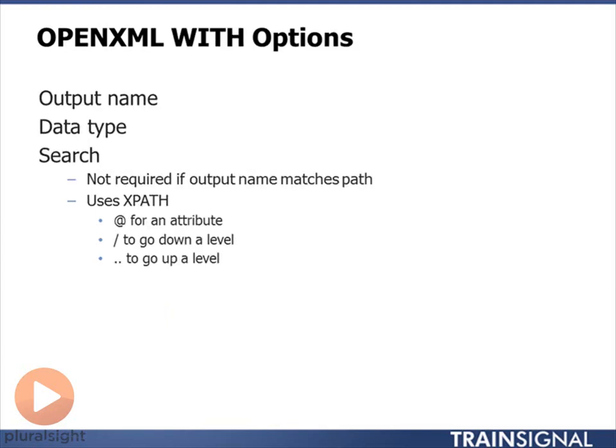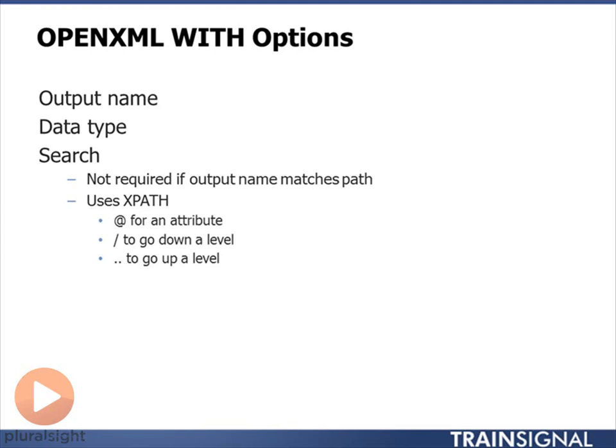Now, when we're using OpenXML, we're going to specify WITH options that allow us to control the parsing. Whenever we do our WITH options, there's going to be three pieces of information that we can provide. The first is going to be the output name. The second is going to be the data type. And then finally, the search option. And the search option is where inside the XML document we want to look for that.